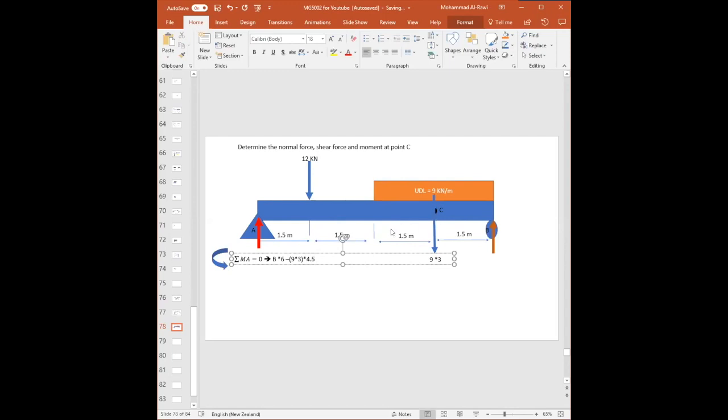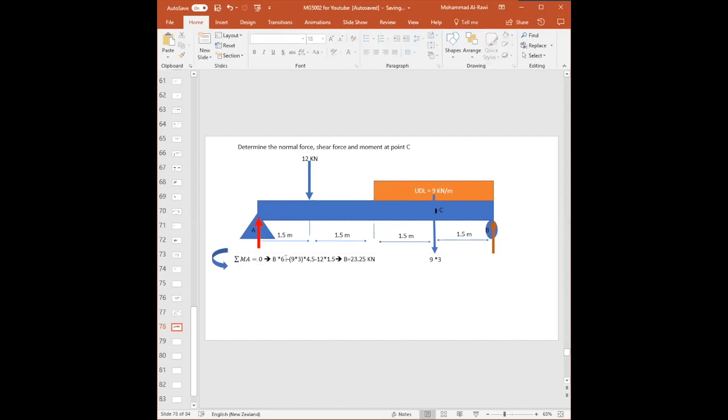All right. Now what do I have? I have the 12 kilonewtons. The 12 kilonewtons will also rotate the beam clockwise. Therefore it is negative 12 times the distance from the 12 to A, which is 1.5 meters. Rearranging this equation, you end up with the value of the B force equal to 23.25 kilonewtons. All right?